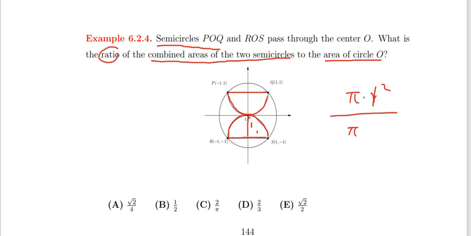Pi 1 squared over the area of this circle. So we need to find this radius. This is 1 and this is 1, so the radius squared is 1 squared plus 1 squared, which is radical 2. So r is radical 2, squared, and we find this ratio is 1 over 2.